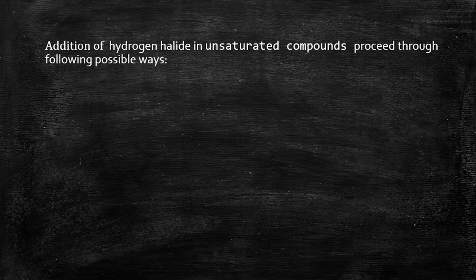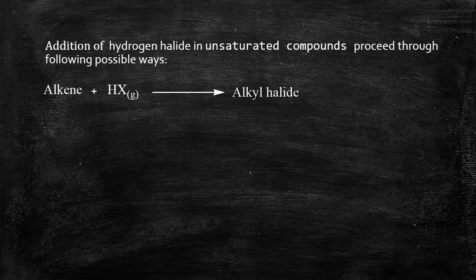Alkenes and alkynes react with hydrogen halide to form an addition product called haloalkane or alkyl halides. Addition of hydrogen halide in unsaturated compounds proceeds through the following possible ways. Number one: hydrogen halide in dry gaseous form can be directly passed into an alkene and it is added across the double bond to form a single bond.